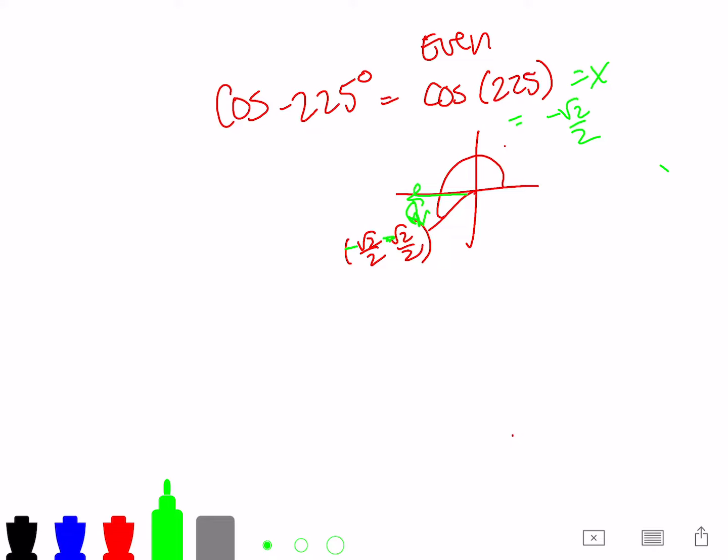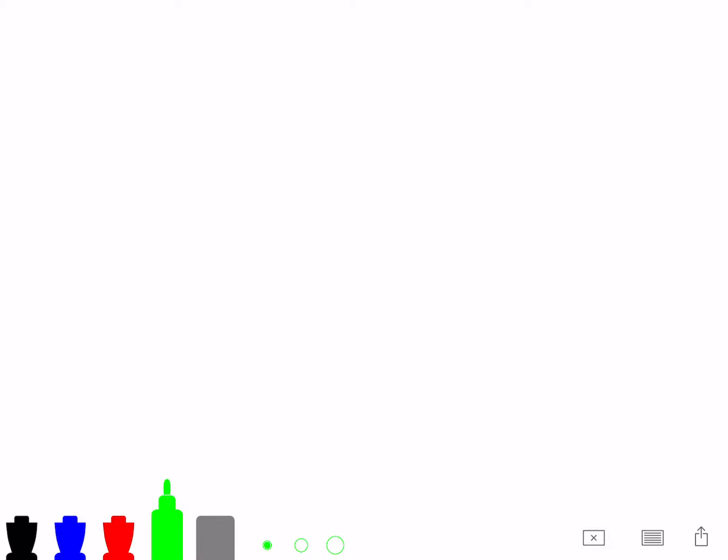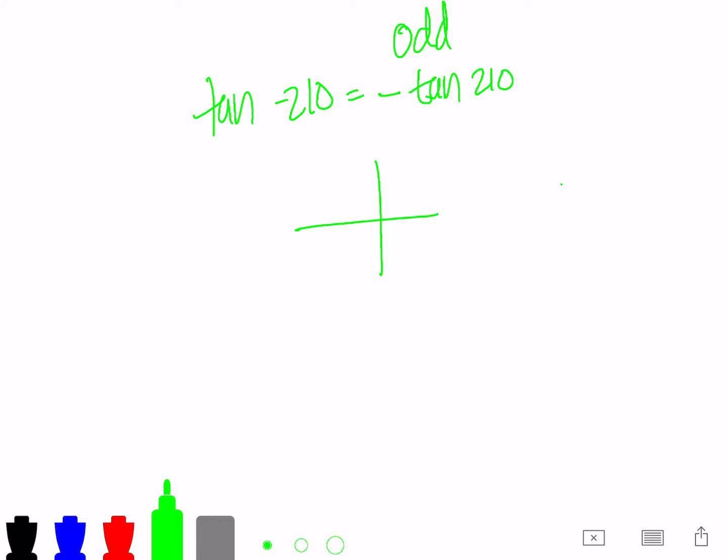So if we look at the next one, we've got the tangent of negative 210. Tangent is odd. That means that it's the opposite of the tangent of the positive angle. So if we take the 210, that's in the third quadrant. The reference angle is 30 degrees. 30 degrees is your pointer finger. It goes down, so you get root 3 over 2, 1/2. And then when you have root 3 over 2, 1/2, you're going left and down.